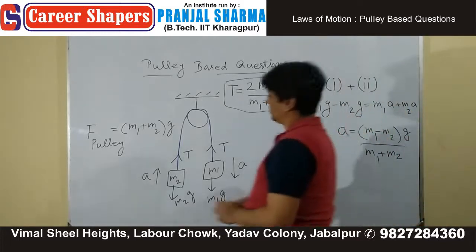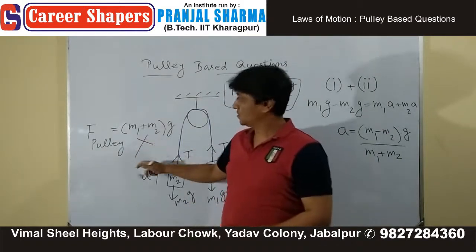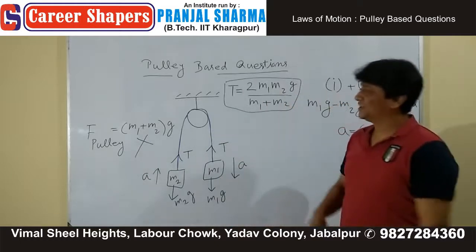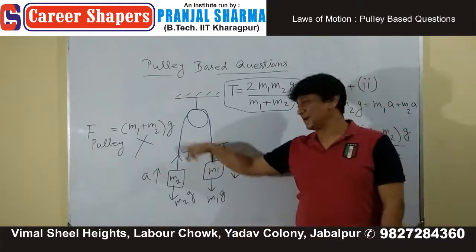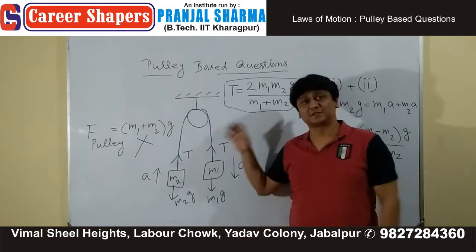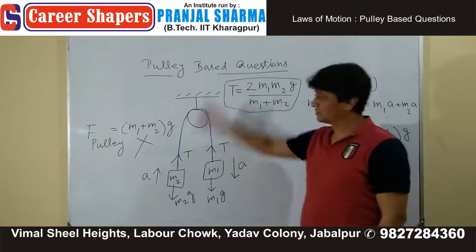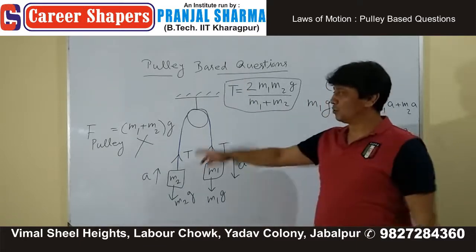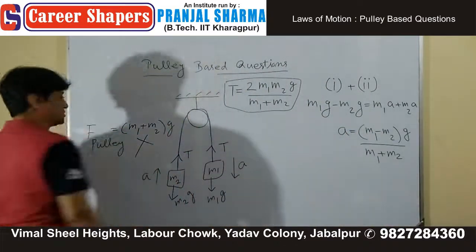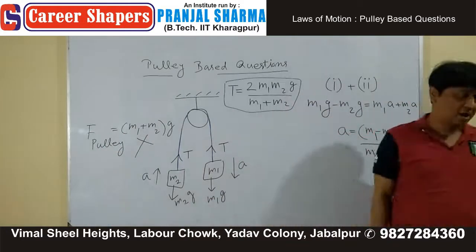Well, only one person said no, and he is correct. This is wrong. It's not correct. So you will write like this and then make a cross. Most of you simply said yes as usual. Sabne pucha yes or no? Yes. But this is no. This is not correct. Force acting on the pulley is not M1 plus M2 G. Why not?